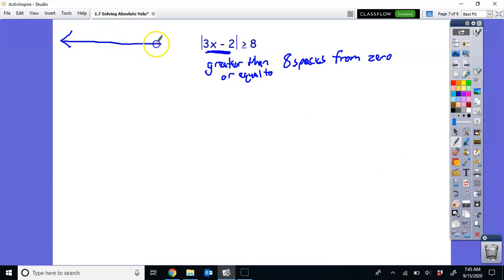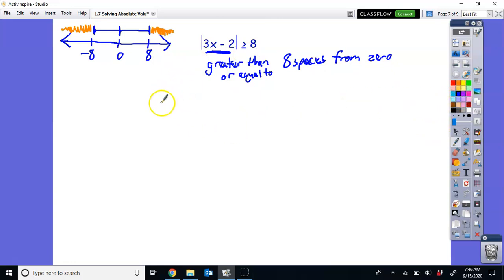What is 8 spaces from 0? Well, 0's here, 8 is here, negative 8 is here. From here to here is 8 spaces. From here to here is 8 spaces. What would be greater than 8 spaces? Greater than 8 spaces would actually be over here, these numbers that are going this way, or over here, these numbers that are going this way. So more than 8 spaces from 0 are those numbers.